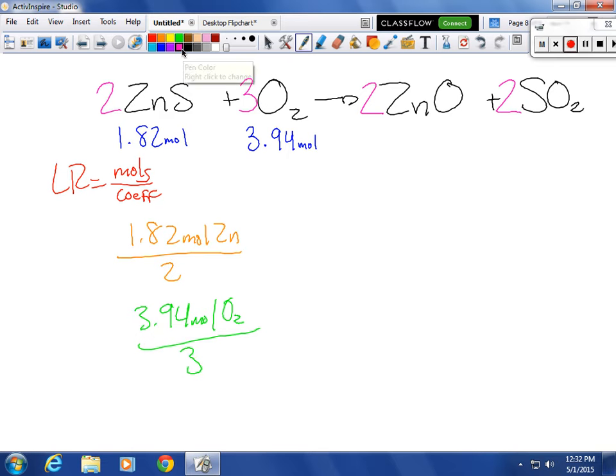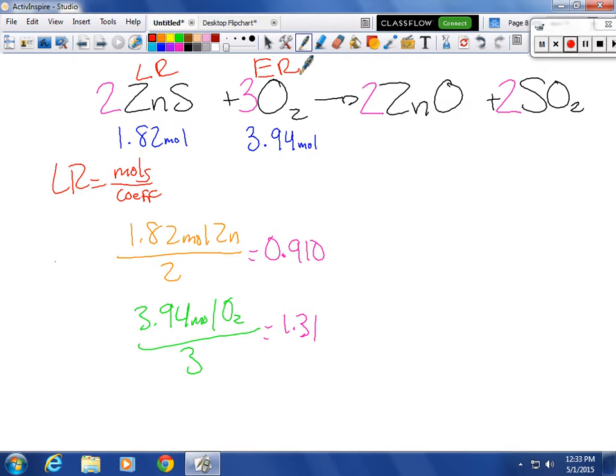So what was my number for zinc? Point what? Give me one more sig fig. 0.910. And then what about O2? 1.31. All right, so this is just identified. So who's my LR? Zinc sulfide. So this is my LR. Oxygen is my ER, so it means I'm going to have some of that oxygen left over. All right, everybody okay with that?